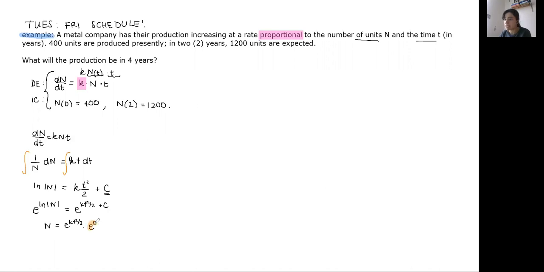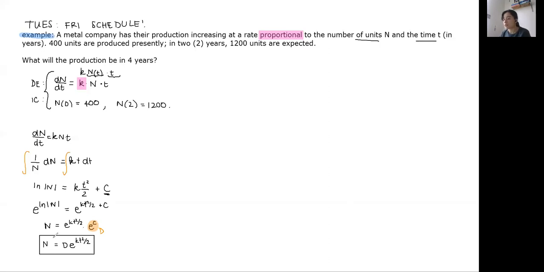All right, and then because this is e to the power of c, and the constant here can be arbitrary, I'm going to write this as a new constant, which is called d, and I get a final expression for the production in terms of time, which is n is equal to some constant d times e to the power of k times t squared over 2. Right, and so this is going to be my general solution of the differential equation that I have over here. Any questions?